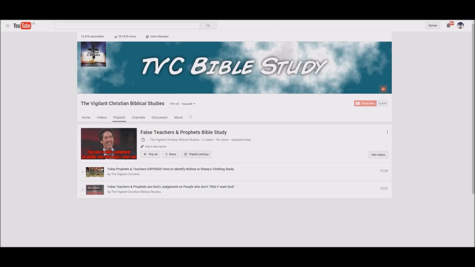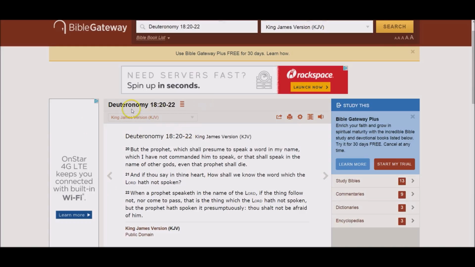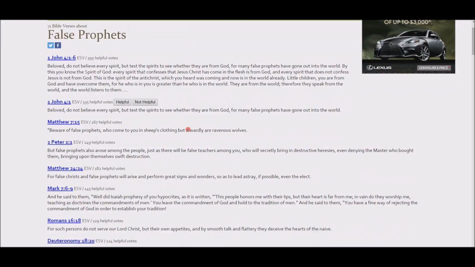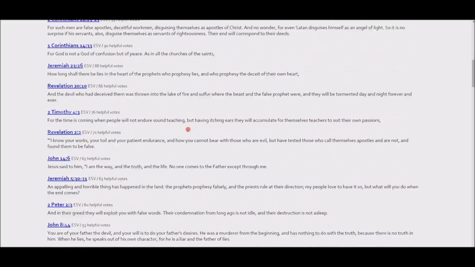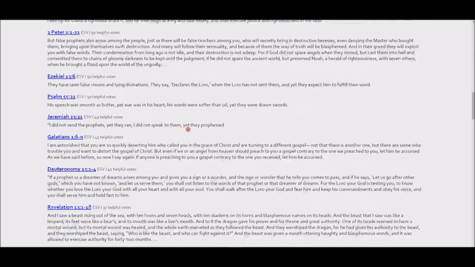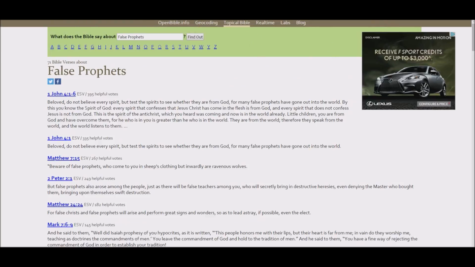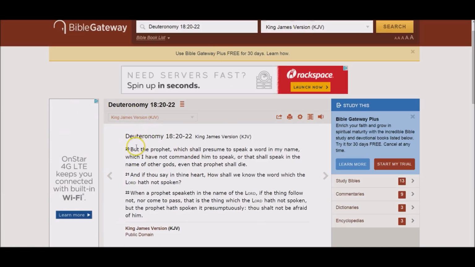Now, we're going to be using the King James Version, and I would just have you turn to the book of Deuteronomy, chapter 18. We're going to look at verses 20 to 22. Also, in the description section, I'll leave 71 Bible verses about false prophets. So if this is a study that you want to get more into, I definitely recommend that you go through all these scriptures to have a better comprehension. All right, so now let's get into it.